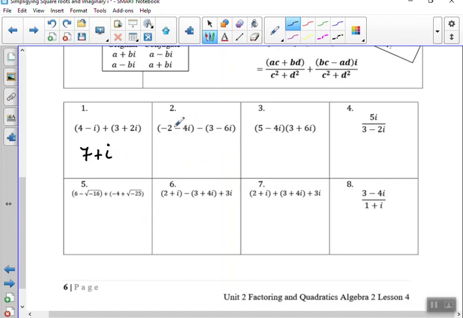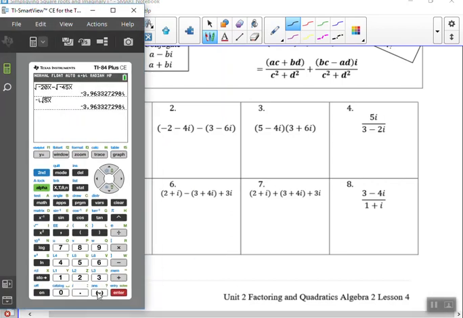When you're subtracting them, you do -2 minus 3, which is negative 5. So this is negative 5, and then negative 4 minus negative 6, you get 2. So plus 2 and then you have your i.